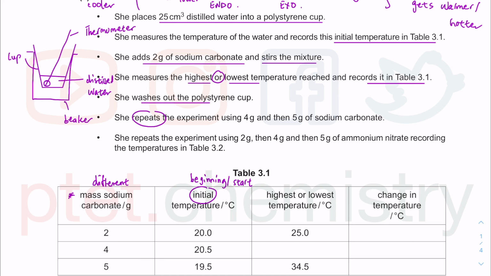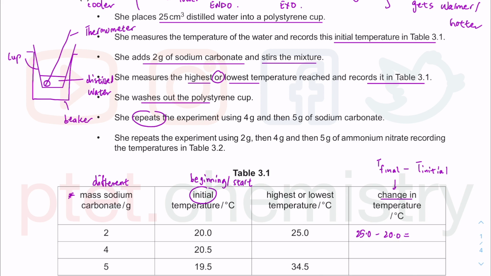So here we get the highest or lowest temperature. This is 25.0. This is higher than the temperature at the start. So the temperature has increased. It has gotten hotter. This is very clearly an exothermic reaction. The change in temperature is your final temperature minus your initial temperature. So your final is 25.0 minus 20.0. Now you need to be very careful.